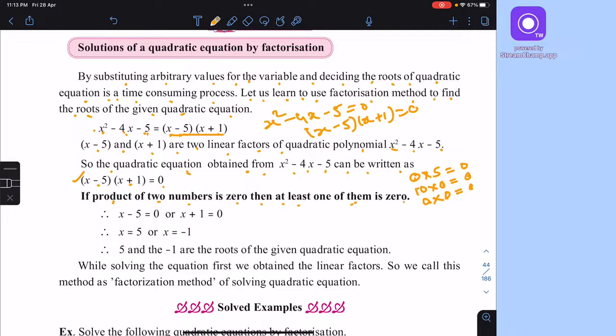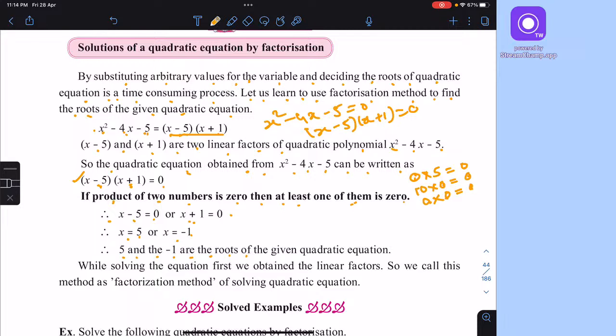So if the product of x minus 5 multiplied by x plus 1 is equal to 0, therefore x minus 5 is equal to 0 or x plus 1 is equal to 0. And x minus 5 is equal to 0. If we add 5 to both sides, we are getting x is equal to 5. And here if we add minus 1 to both sides, we are getting x is equal to minus 1. Therefore 5 and the number minus 1 are the roots of the given quadratic equation.